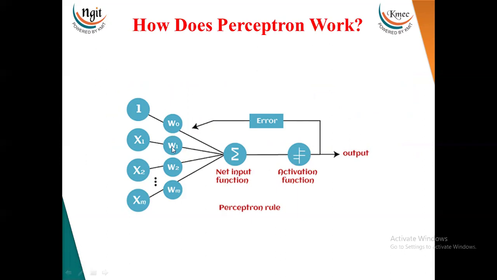If any error is there, again I'm going to send it back to the weight adjustment, because we are using the back propagation algorithm. So we will back propagate the error into the weight, and we'll modify the weight here.